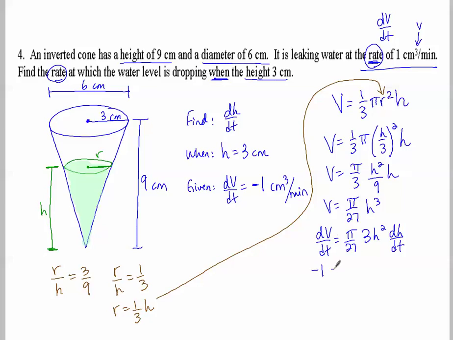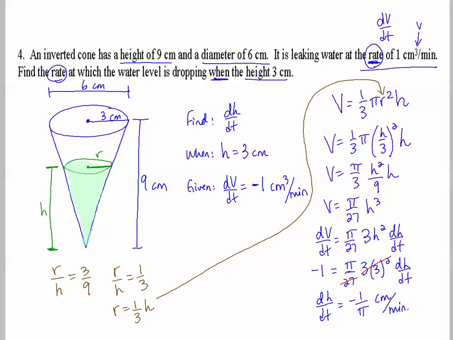dV dt is -1, pi over 27, 3h squared is 3 squared. dH dt I want to find. Looks like I'm going to get 27 over 27. Divide by the pi, and dH dt is -1 over pi. H is measured in centimeters. T is measured in minutes, so centimeters per minute.